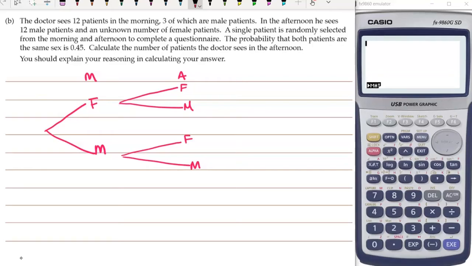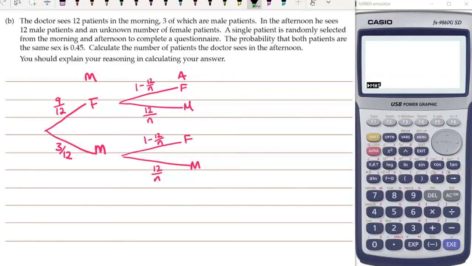Now let's put some information together. The doctor sees 12 patients in the morning, 3 of which are male. So 3 out of 12 were male. So then the probability of picking a female, if we take that 3 off, we've got 9 out of 12. Then in the afternoon, he sees 12 male patients and an unknown number of female patients. So in the afternoon, he would have 12 out of n. We don't know the number of patients yet. And then this would be 1 minus 12 over n. Same for the bottom branch here, 12 over n, 1 minus 12 over n.